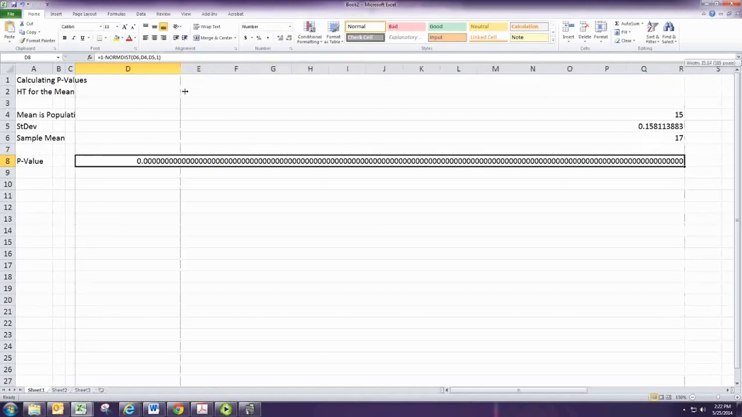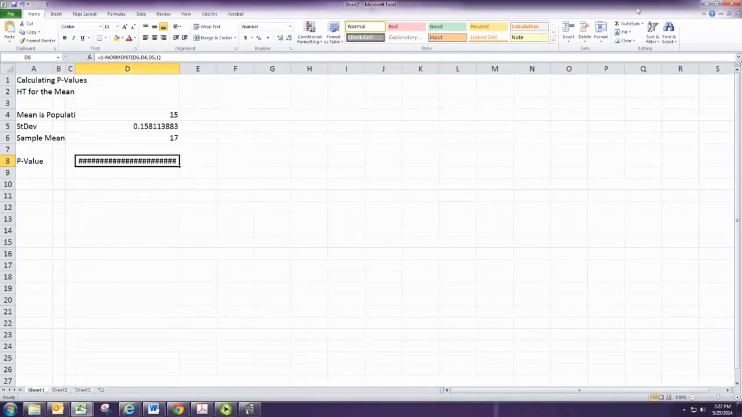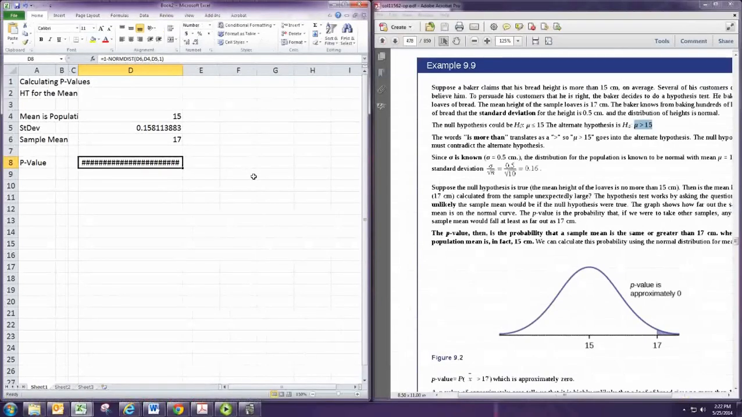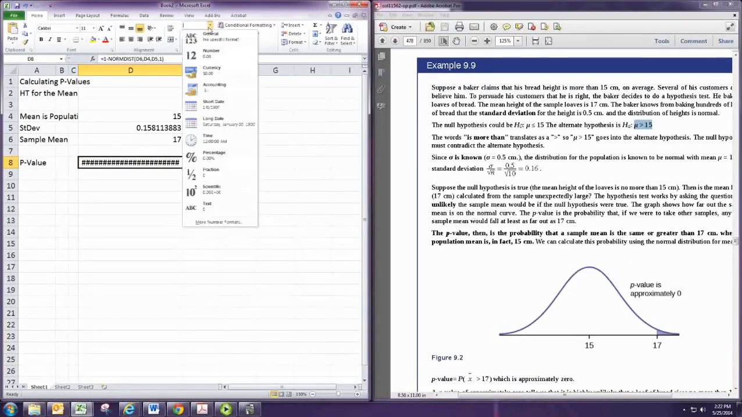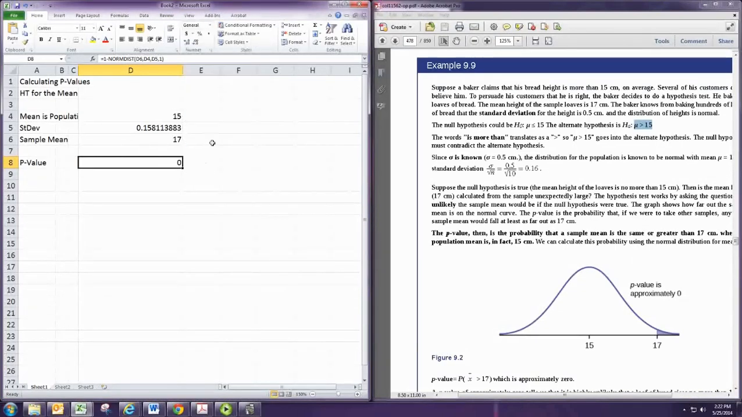Let's get this back to the way it should be. This is a right-tailed case, and if it was a left-tailed case, then we would have a sample mean that was less than 15. So say we had a left-tailed test and we were getting a sample mean of 14. Then we would just want the regular NORM.DIST command, because we'd want area to the left, because it's a left tail. We'd get a very small number, and so we would reject the null hypothesis in this case as well.